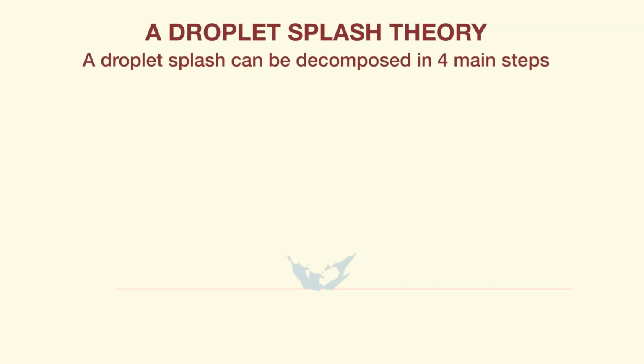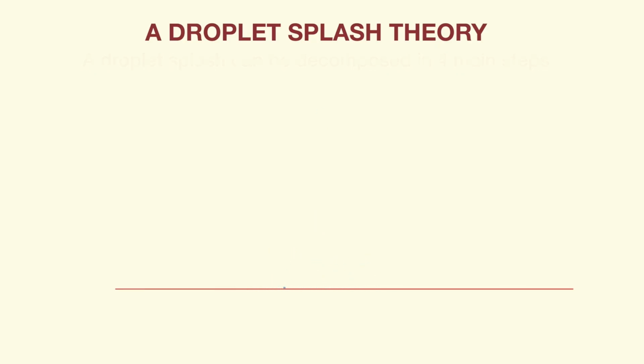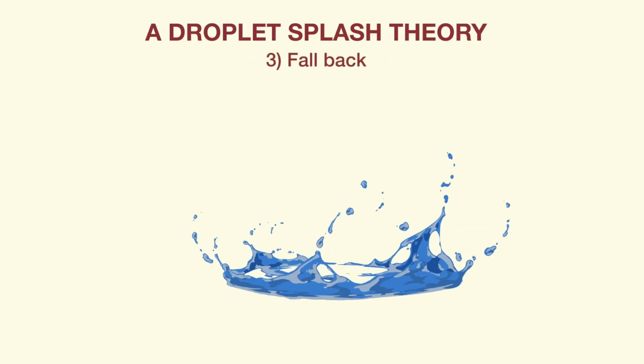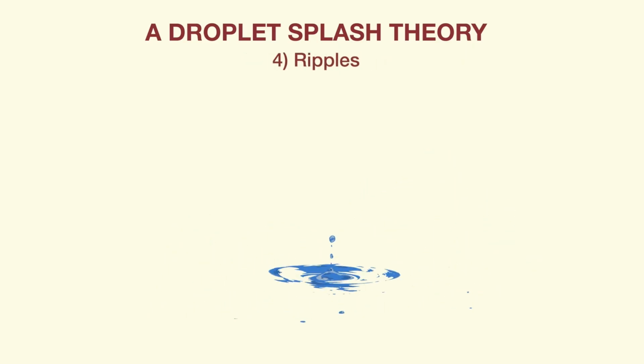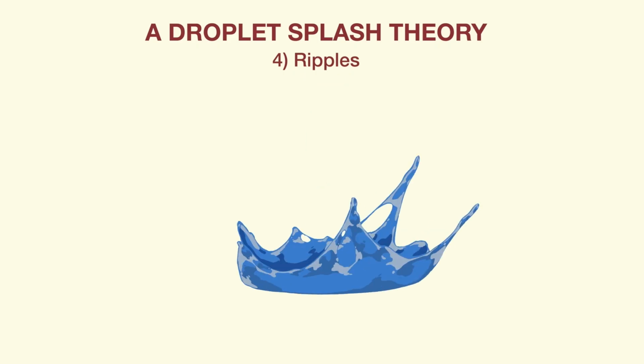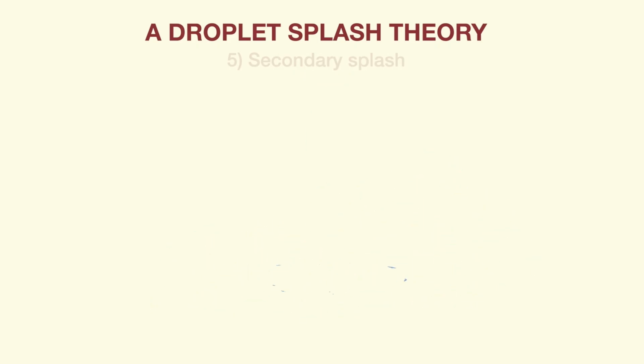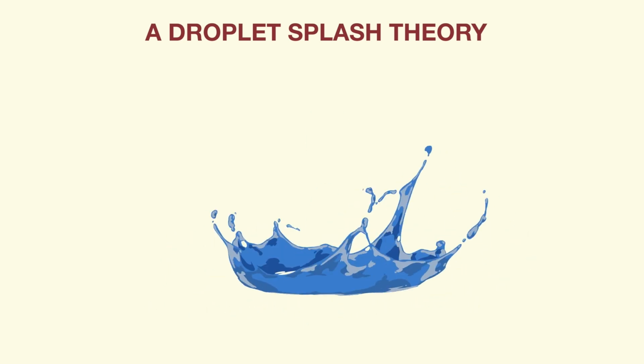If we decompose the movement of a droplet splash, we can sum it up in 4 steps. 1. Free fall. 2. Splash impact. 3. The fall. 4. Droplets impact equal ripples. If we push it a bit, we can add a number 5, consisting of a secondary splash. Let's break it down together to absorb the main theory of it before going to application.